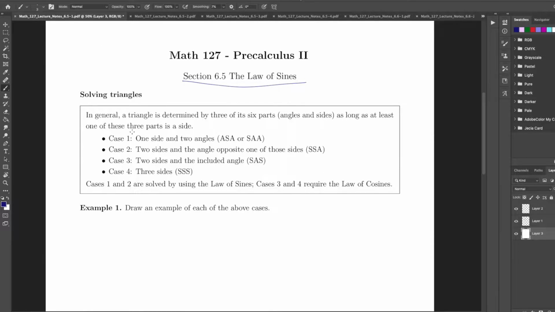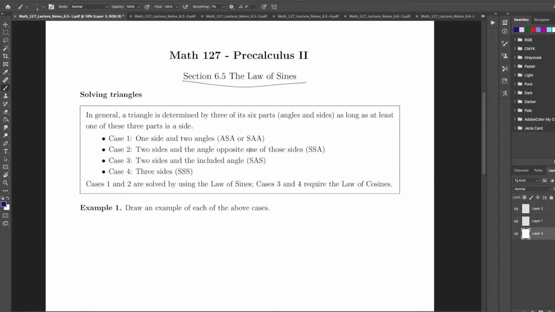Now that we have the law, we're going to be using law of sines and cosines to determine triangles, given at least 3 parts of it. In general, you can determine a triangle if you know 3 of its 6 parts, angles and sides, as long as at least 1 part's a side. If I only knew the angles, I wouldn't know the sizing of my triangle.